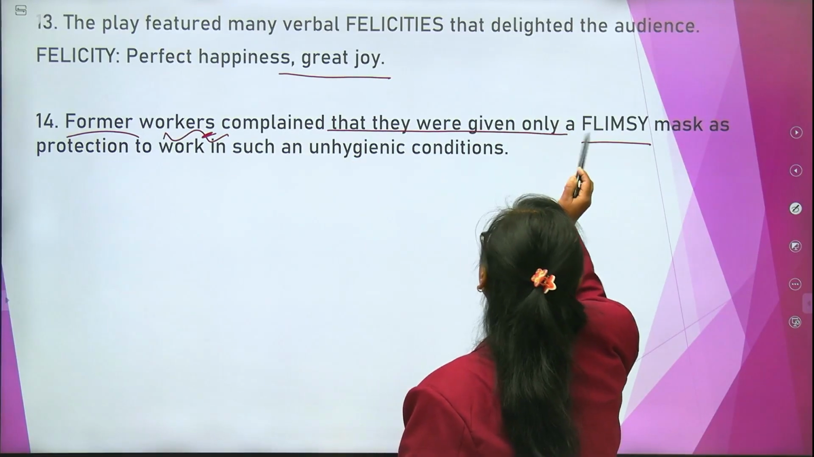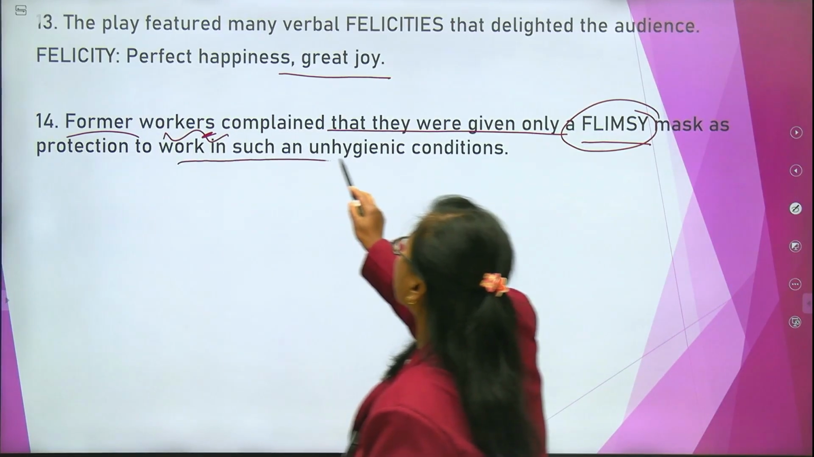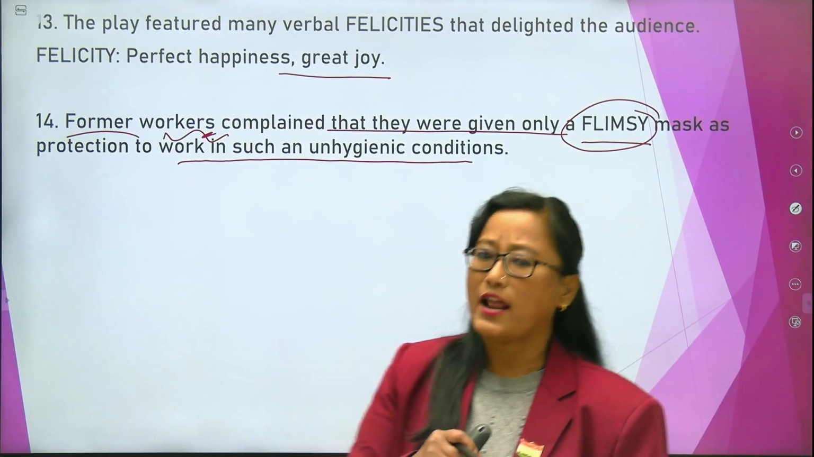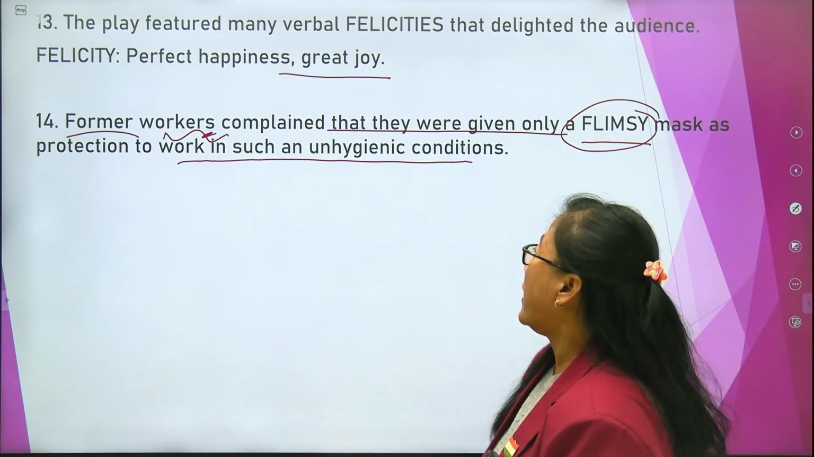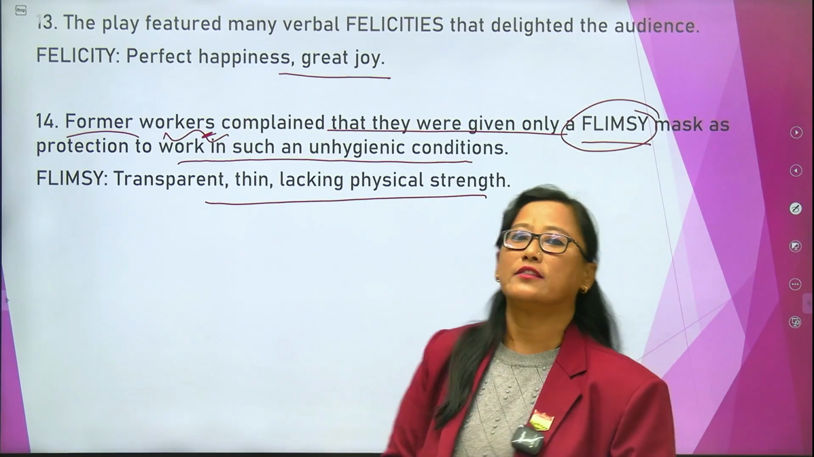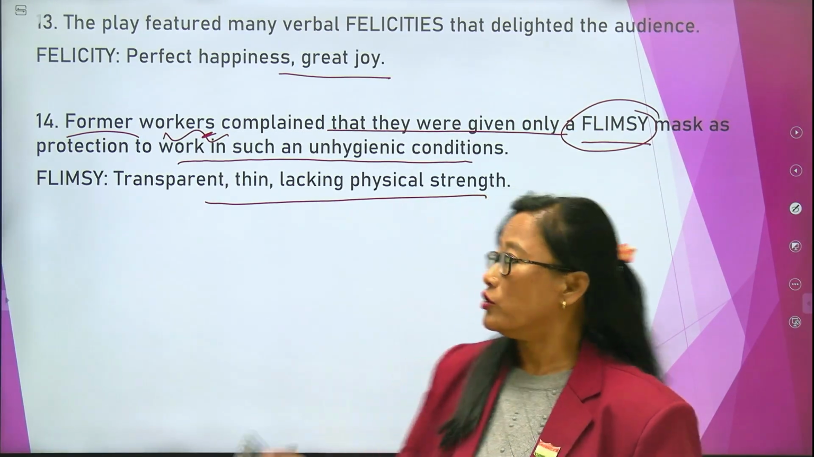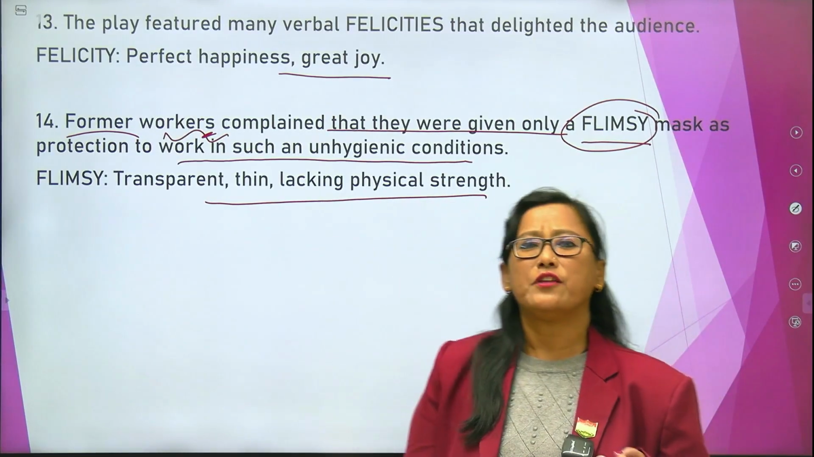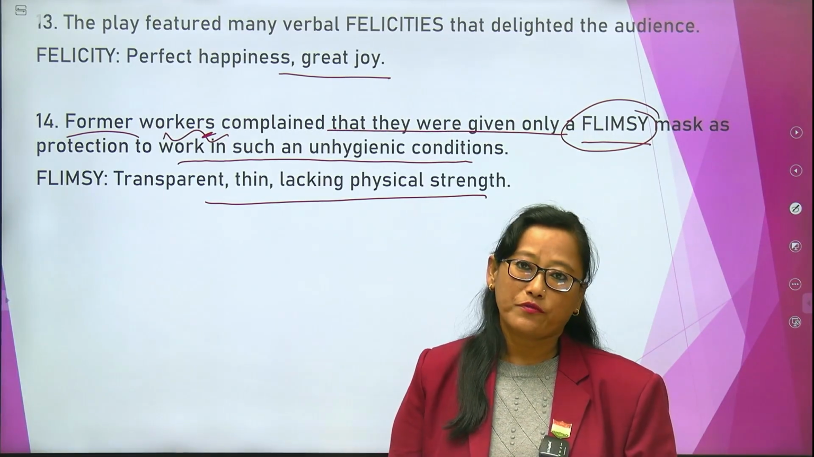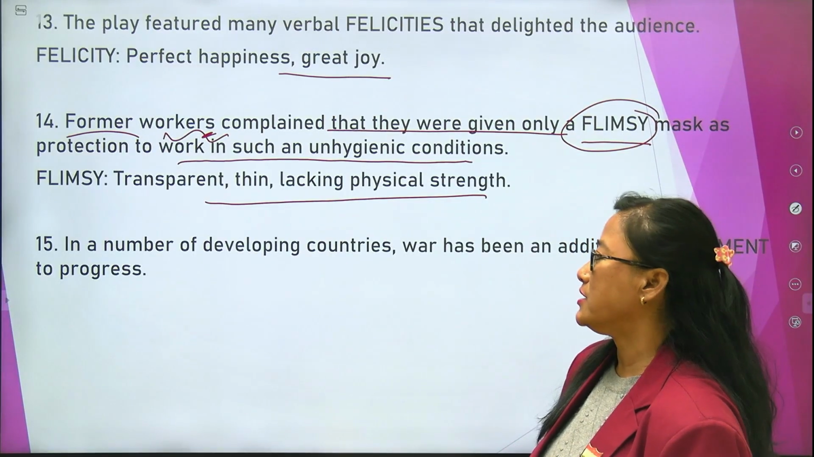Similarly, the former workers who have already worked in the company complained that the masks they were given were very flimsy, because of which it was a threat to work in an unhygienic condition. So the mask was not good. Flimsy means transparent, thin, lacking physical strength, and lacking physical strength means unable to protect from viruses and other kinds of diseases. That is why the former workers complained that the mask was very flimsy. There are so many things which are flimsy. A wrapping paper can also be flimsy. It's very thin.